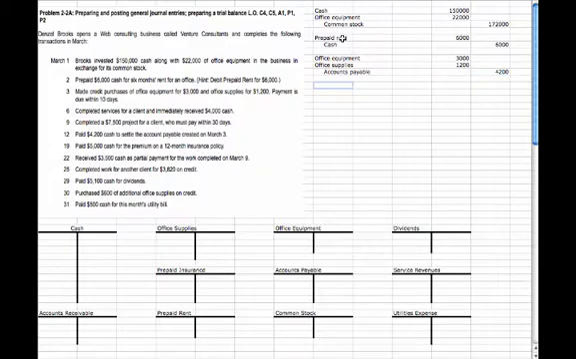Okay, the next entry made on the 6th. Completed services for a client and immediately received cash of $4,000. So remember the revenue recognition principle. The revenue recognition principle says we recognize revenues when we earn it. So by completing the service, we've earned the revenue of $4,000 and we received $4,000 worth of cash. So we need to increase cash. Cash goes up with a debit, so debit cash for $4,000. And we're going to increase service revenues.